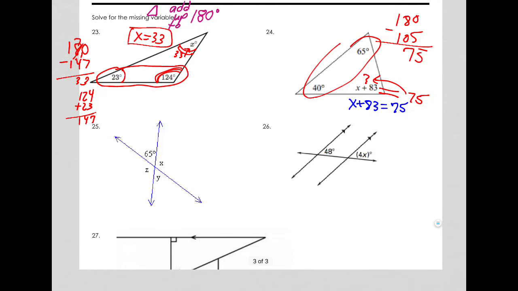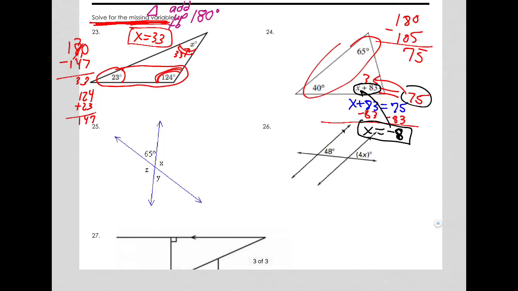Now if you just solve this one-step equation by subtracting 83 from both sides, yes, we do get a negative number, folks. We get negative 8. So the answer is x equals negative 8. It's not the measure of the angle; we know the angle has to measure 75. If we put negative 8 in there, we get negative 8 plus 83, which is the 75 that angle must measure. So our answer to the actual question, which was to solve for the missing variable, is x equals negative 8.